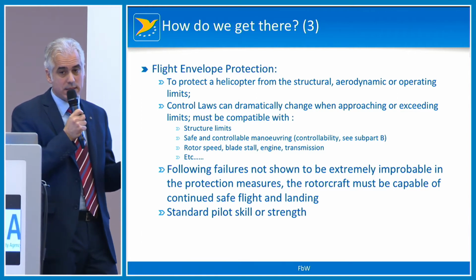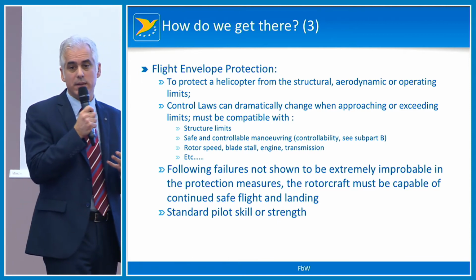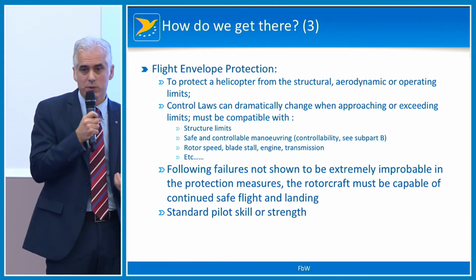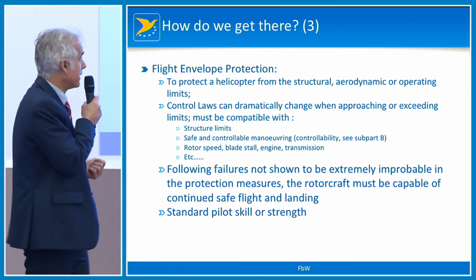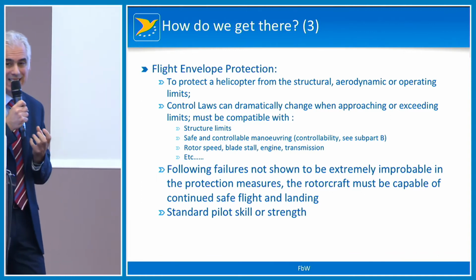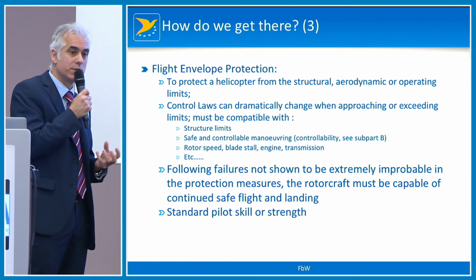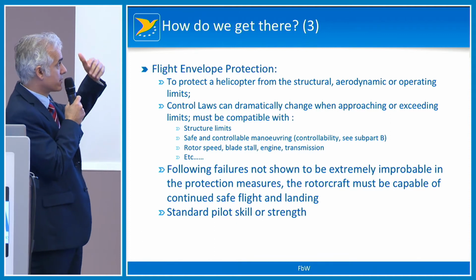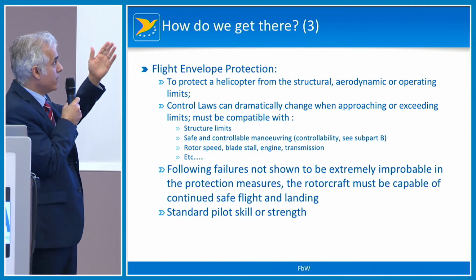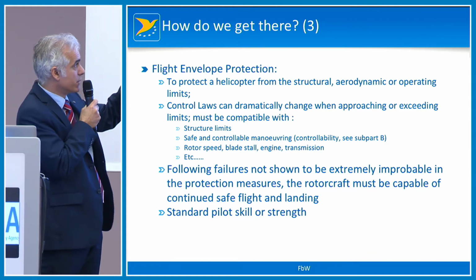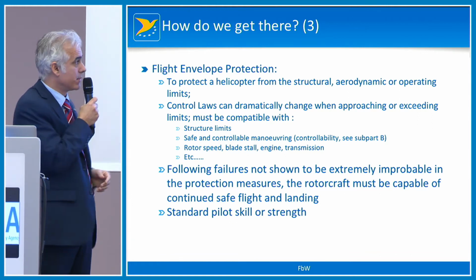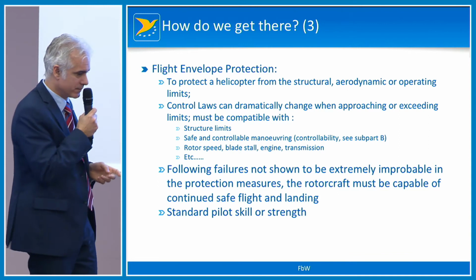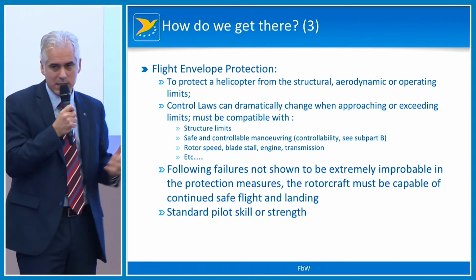And people that have previously designed fly-by-wire systems, be it the military, Black Hawk, NH-90, whatever, and S-92, know very well that you have to do something about it inside the code, inside the flight control system, in order to avoid hitting limits. And you have to be compatible with structural limits of the aircraft. You have to be compatible with the safe and controllable maneuvering conditions, and here we're also taking Subpart B into account. Of course, blade stall, rotor speed, engine and transmission limits, and so on. I'm not going to go on about it, because it's an endless discussion.